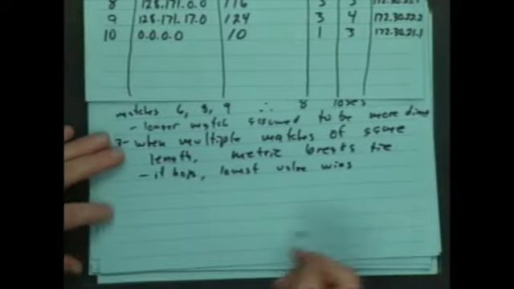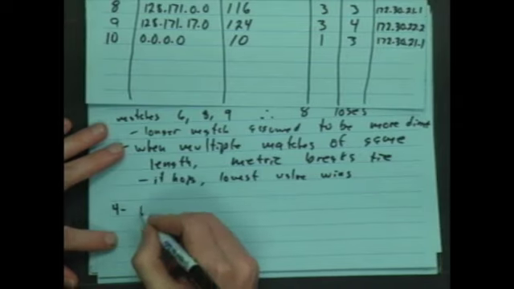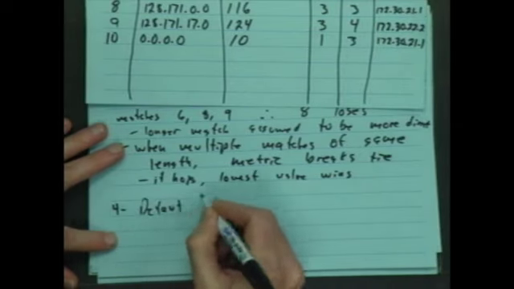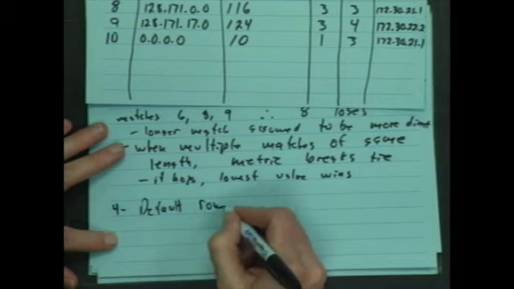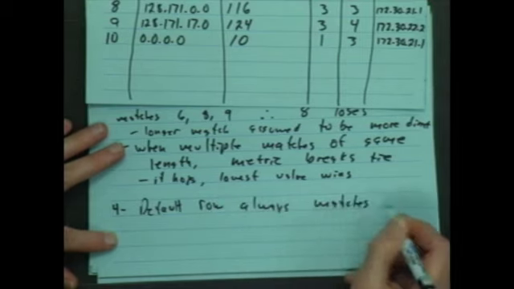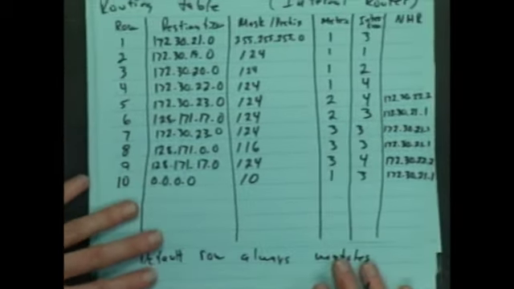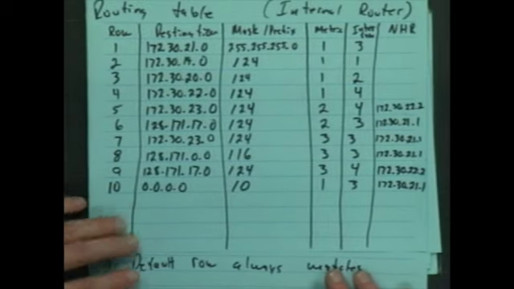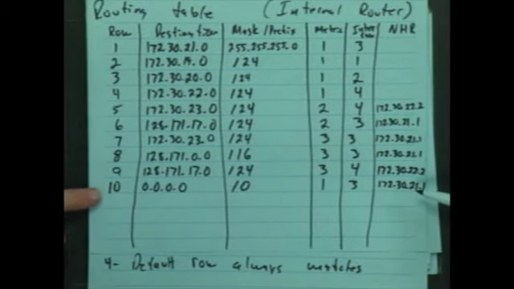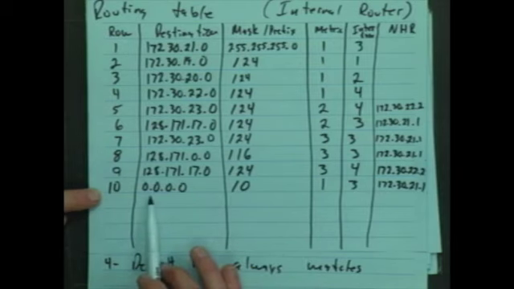There is one last rule. The default row always matches. Okay? Which is my default row? Can you guys see that on here? Is there a row here that always matches? Row 10 always matches, right? And you can see that. If you have a 0-bit subnet mask, that's all zeros, and 0 times 0 is 0. Everything matches that.